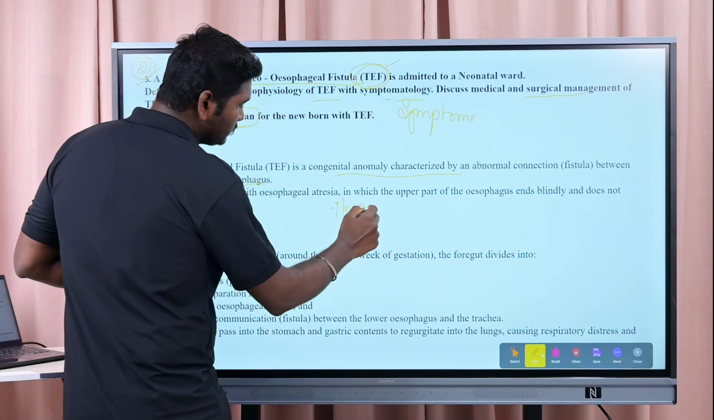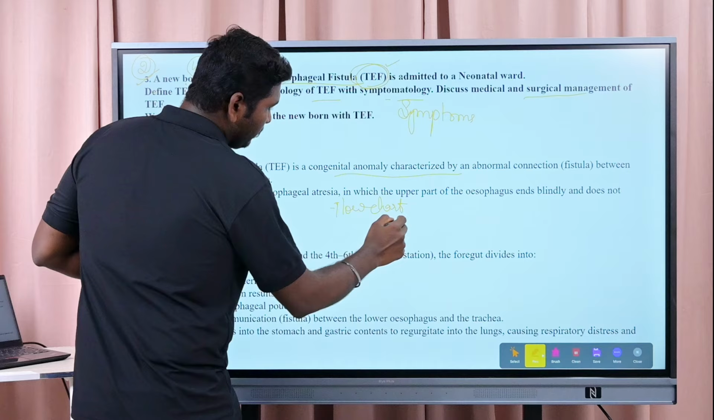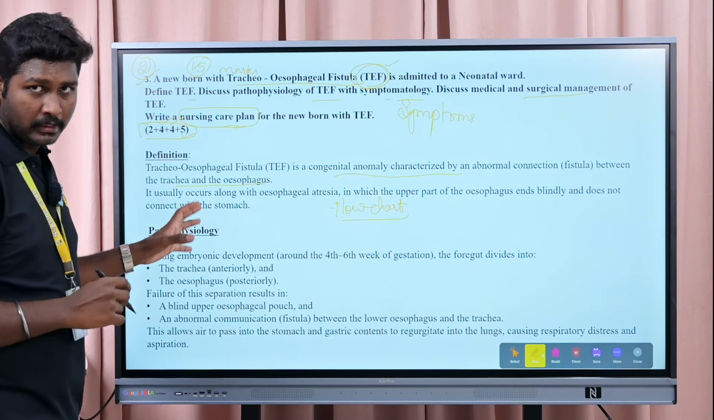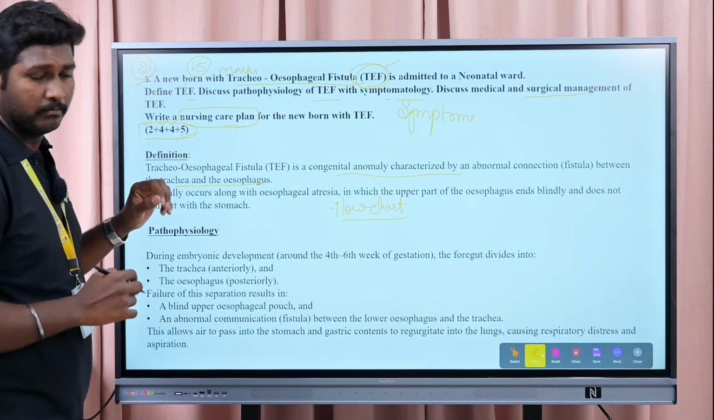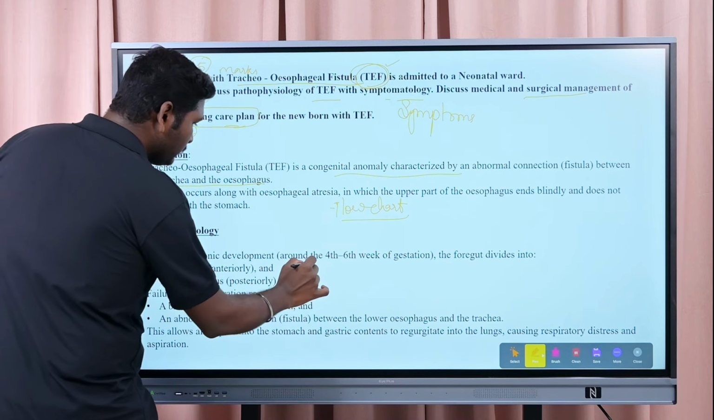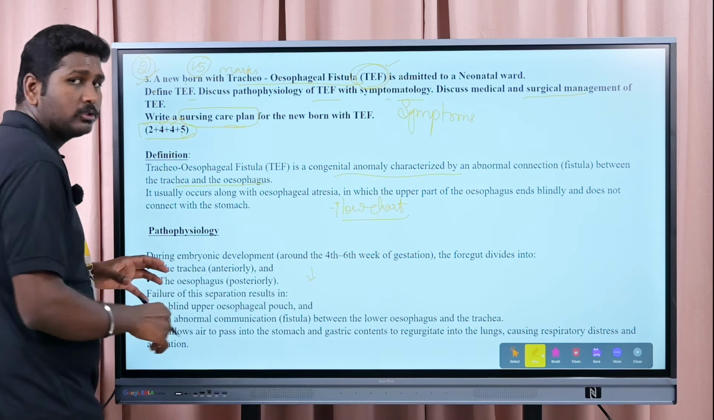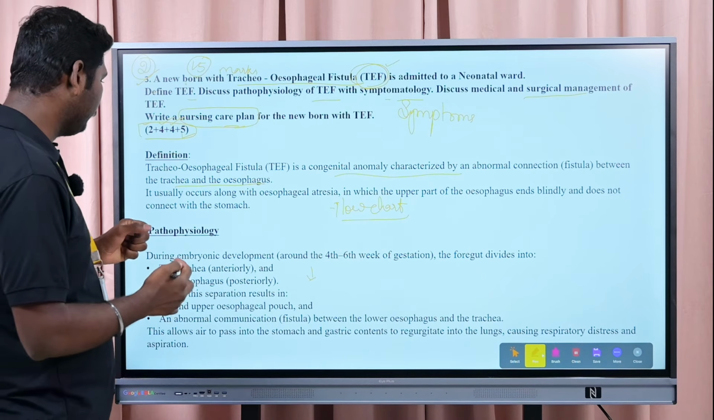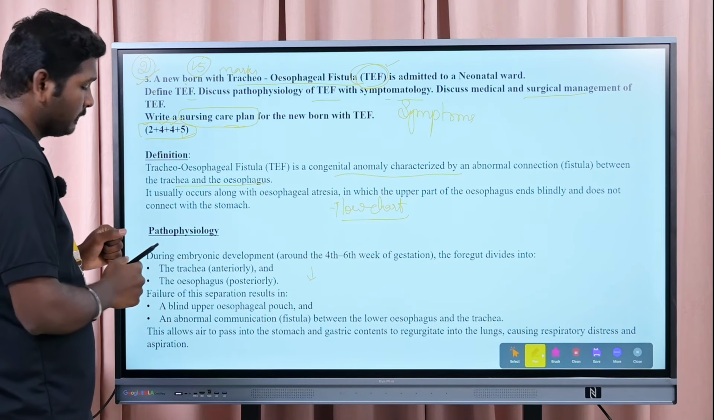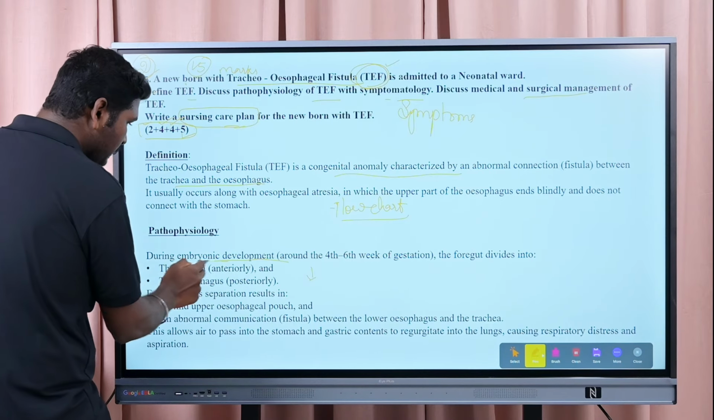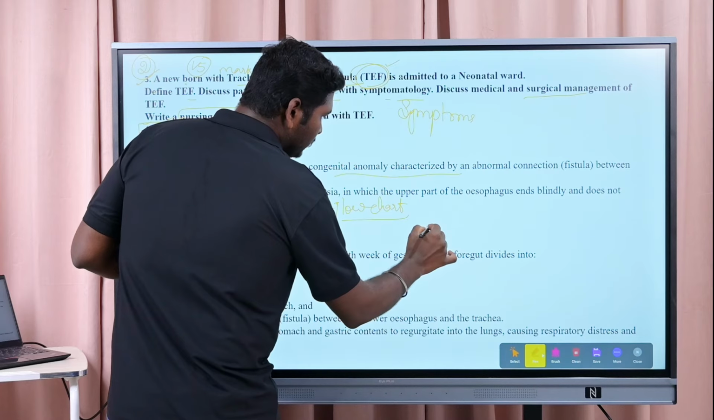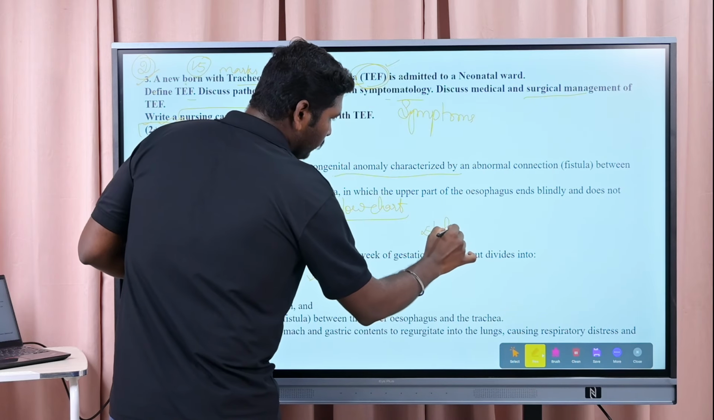Okay, why a flow chart is important is, if you see, this is the same pathophysiology that you can write for the TEF. But here, you can write it in a flow chart manner, which will showcase it in the best way, showing a flow chart or a schematic representation. During the embryonic development, we all know that while writing any pathophysiology, etiology will be your first point.